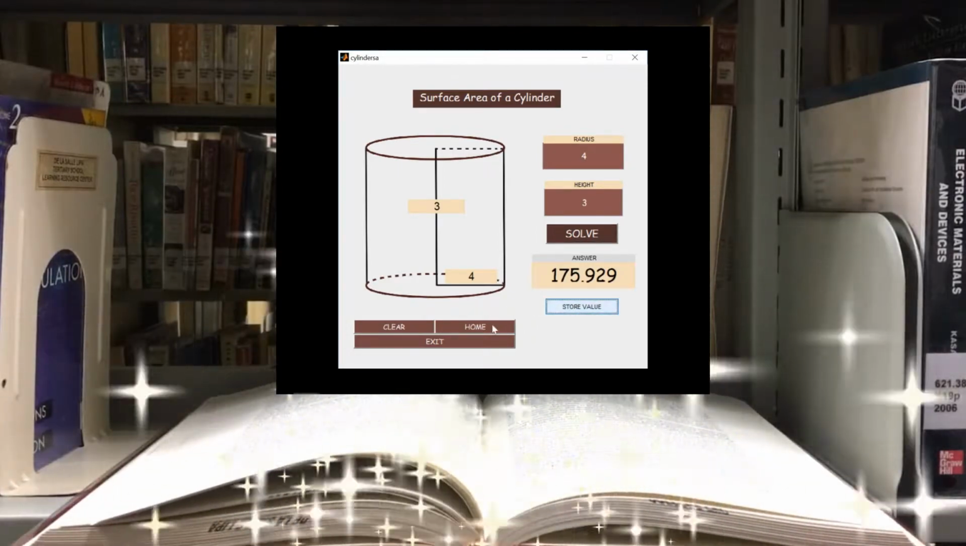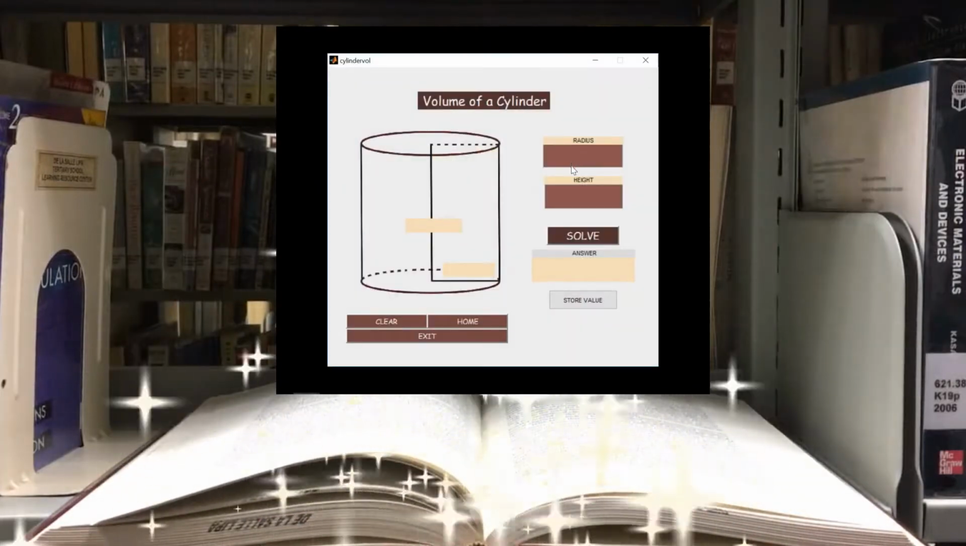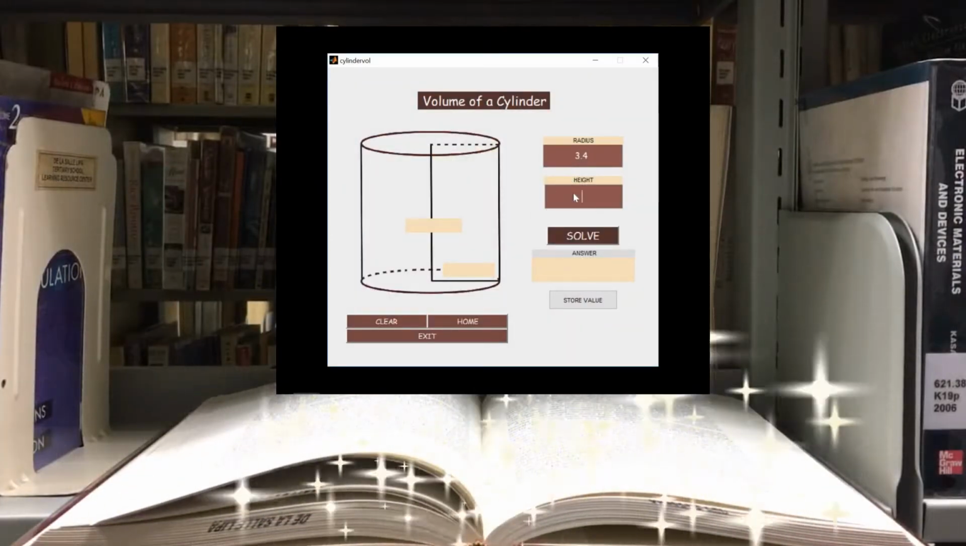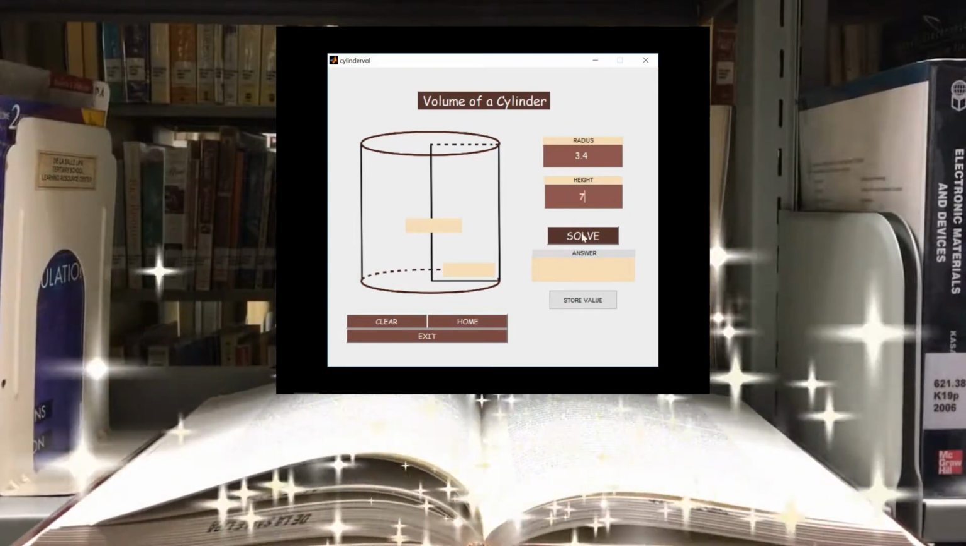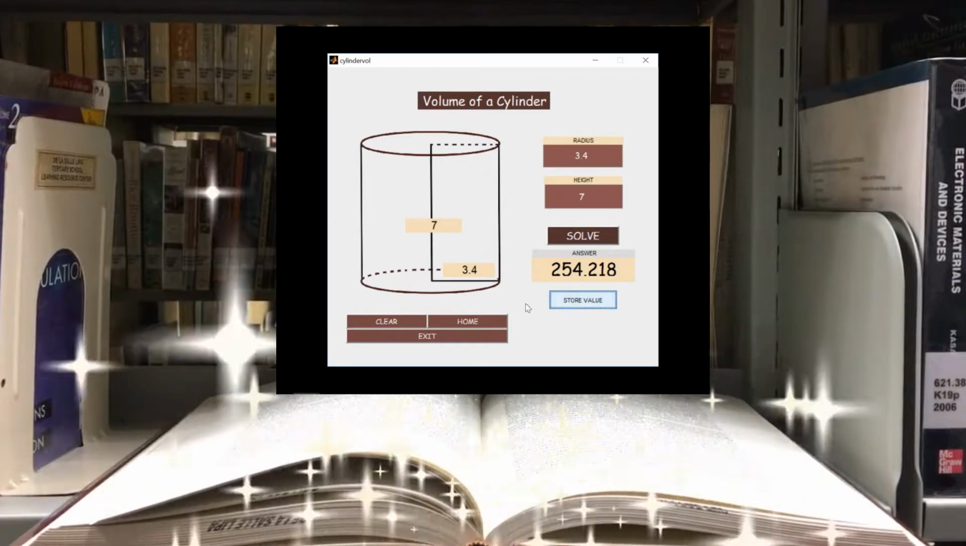Again and again. Going back. For the volume, the radius is 3.4 and the height is 7. Let's solve this one. The answer is 254.218. Store the values first, and then go home.